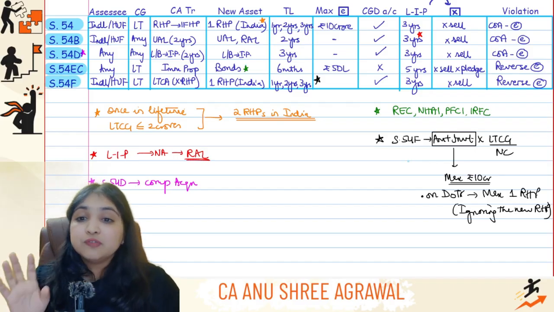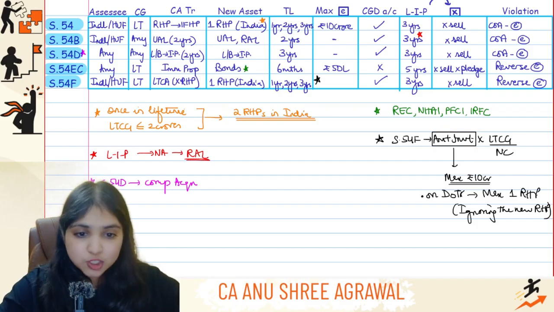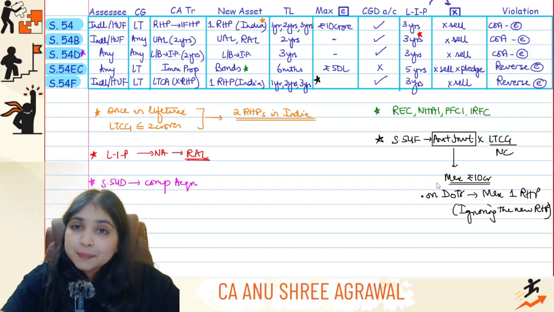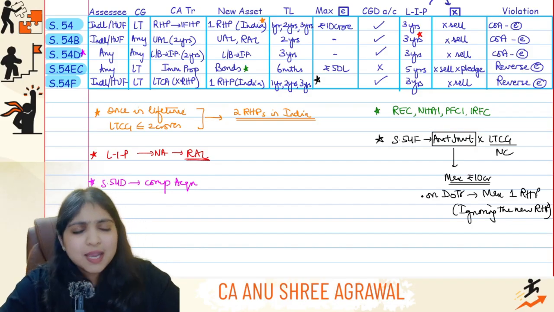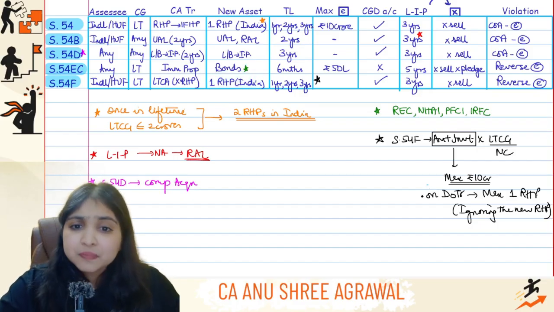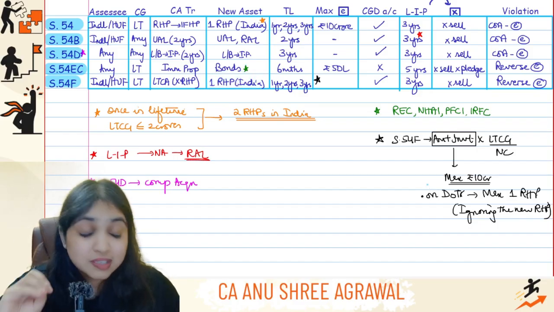So this was section 54F. Assessee is an individual or HUF, and the capital gains are long-term capital gains, and the capital asset that you're transferring can be any long-term capital asset, just that it should not be residential house property. The new asset that you're buying is one residential house property in India. You never have the option of buying two houses ever over here.